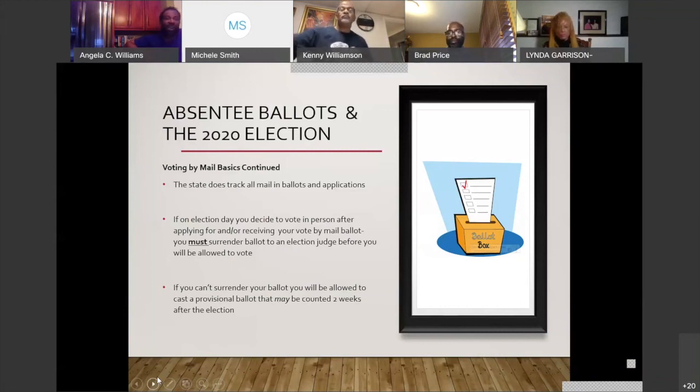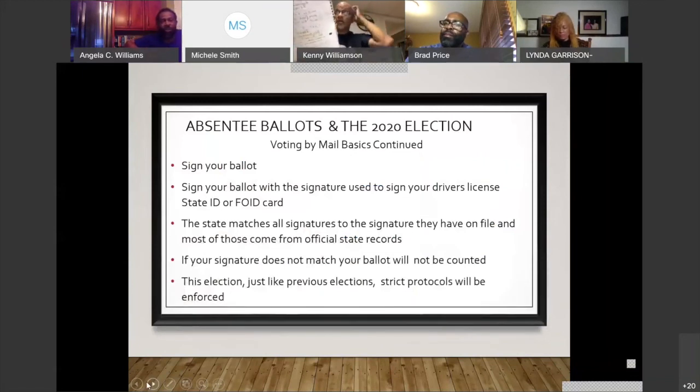If on election day or on any early voting day, you decide that you do not want to mail in your ballot, you would rather go and vote in person, and you have applied for a mail-in ballot and you have received it, you must take that ballot with you and surrender it to an election judge. If you do not surrender it, your vote will be considered provisional, and it may be counted 2 weeks after the election. And the reason it may be counted is there are a lot of other things that the election officials would do just to make sure your vote is going to be a valid vote.